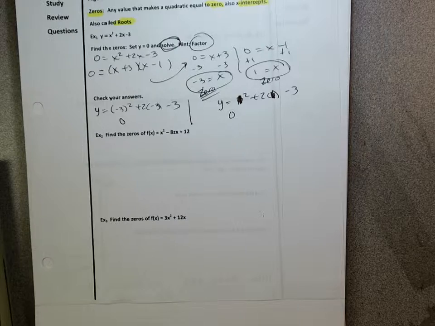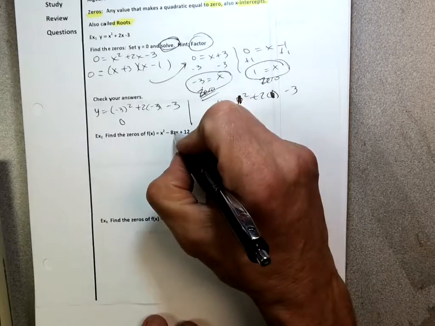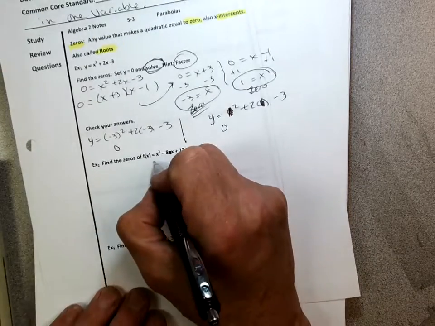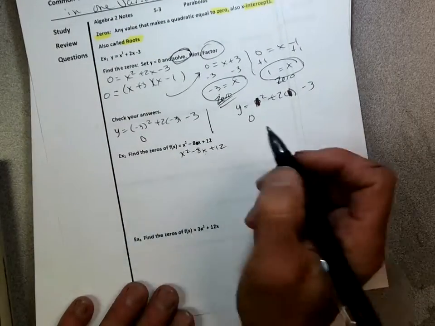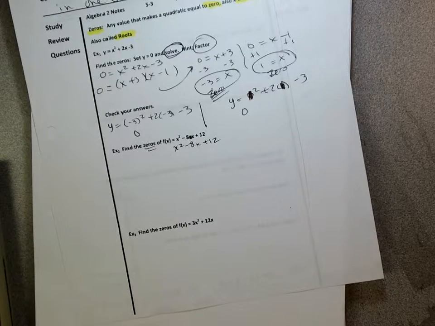Okay, example 2. Oh, I see a typo. Shouldn't be a z there. It should be just x squared minus 8x plus 12. Sorry for the typo. So if we're going to find the zeros, set it equal to 0.